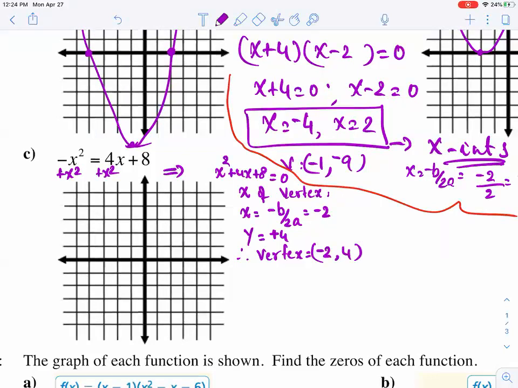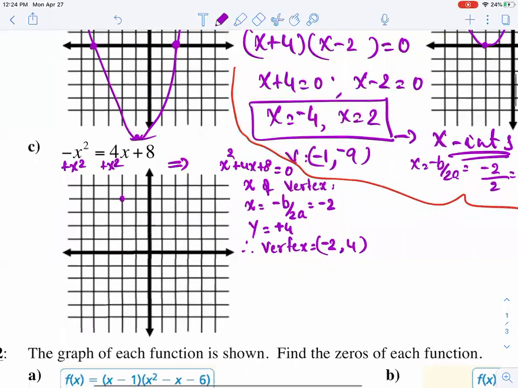Do you guys agree? Yeah. Okay. So plot the vertex. Let's plot that first. -2, then 1, 2, 3, 4. That's the vertex. Okay, that's not enough to graph it because we couldn't factor it. That was easy, but we couldn't factor it.